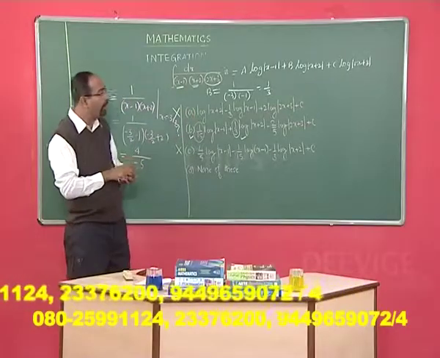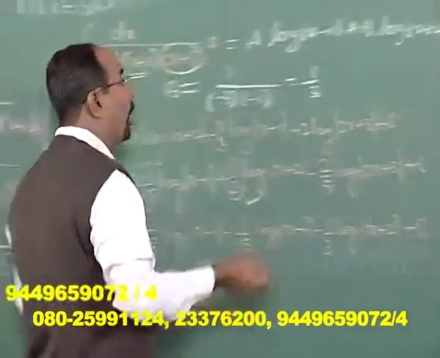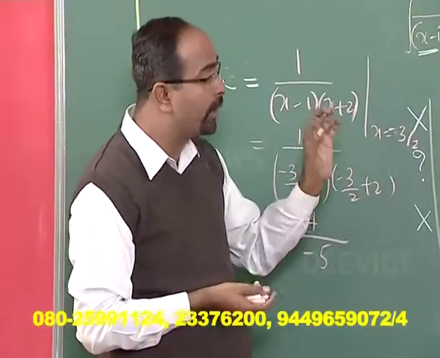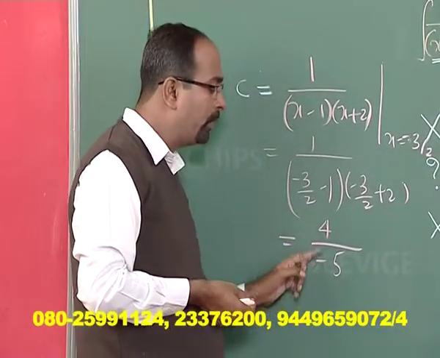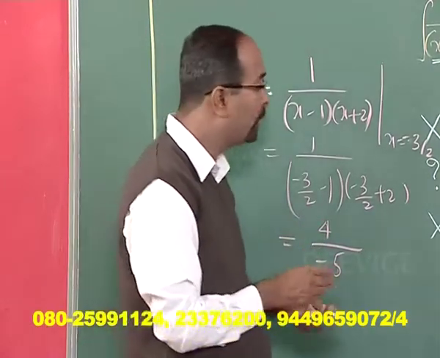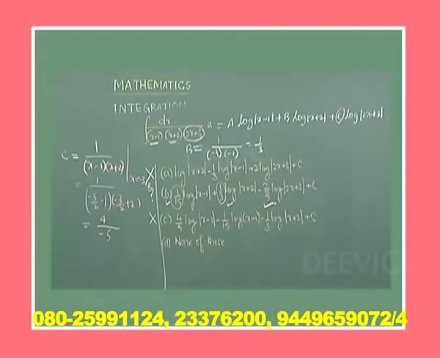That means, while finalizing the value of C, we have to multiply 2 to the denominator of whatever you are getting here. You are getting 4 by 5. Multiply 2 to the denominator, you will get minus 2 by 5. Therefore, option B is 100% correct.